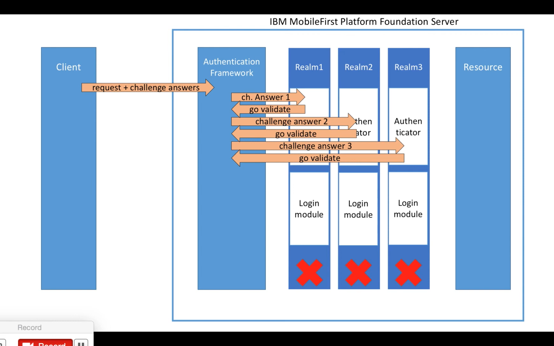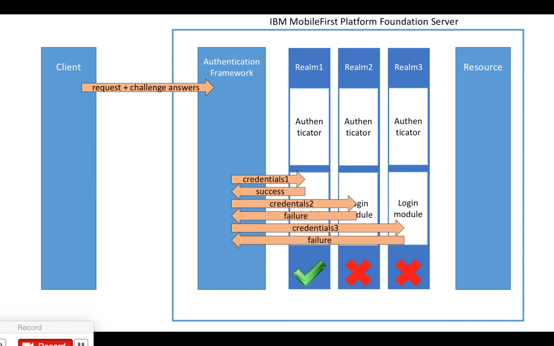The authentication framework in its turn will next go to the login modules, and it will supply those credentials to the login modules. Since we have 3 realms, we have 3 login modules, and credentials for realm 1 will be supplied to the login module for realm 1, credentials for realm 2 will be supplied to the login module of realm 2, and vice versa.